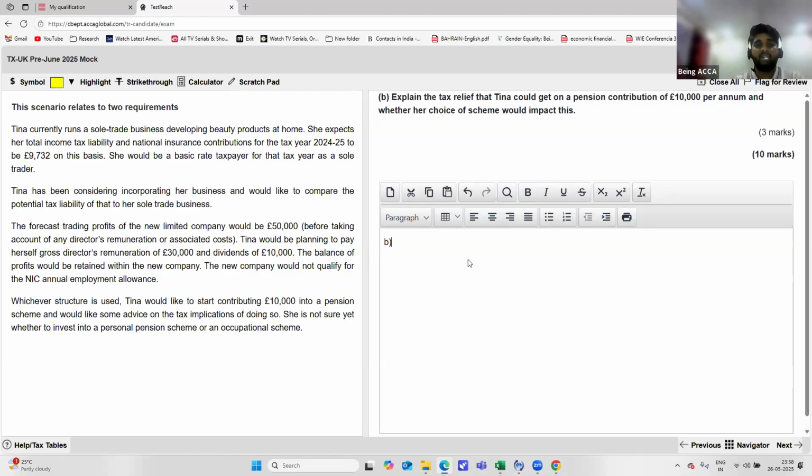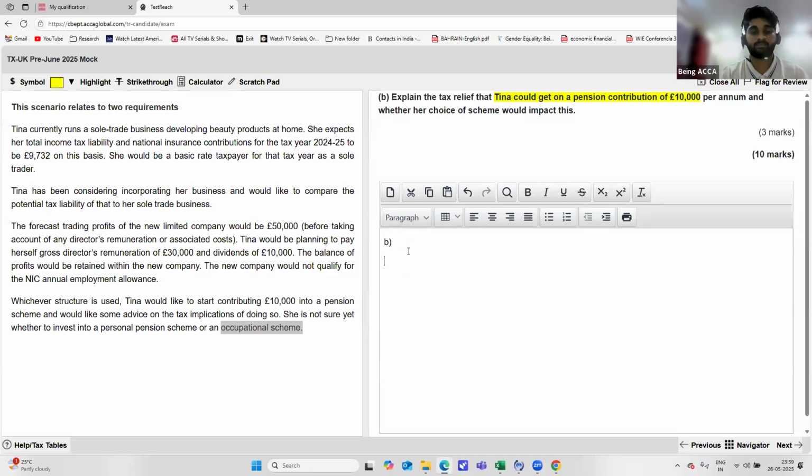Okay. So now let's see what the question is. Explain the tax relief that Tina could get on pension contribution of 10,000 per annum and whether her choice of scheme would impact this. She wants to make a pension contribution of 10,000. And what are the options she has? She has an option of contributing into personal pension scheme or occupational pension scheme. Okay, these are the two options that she has got.